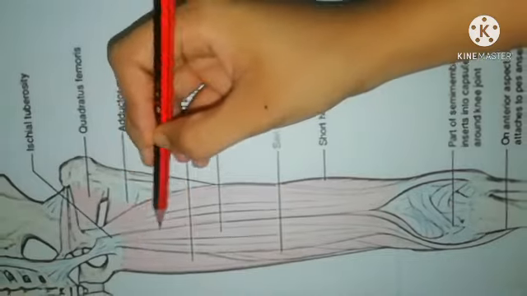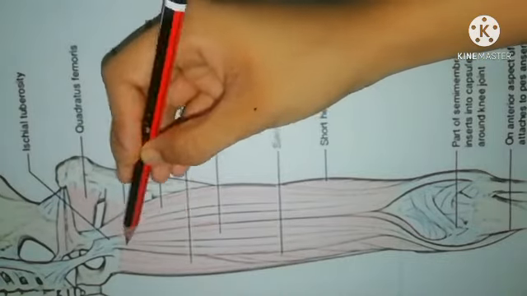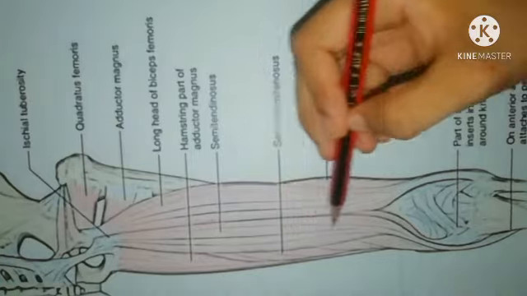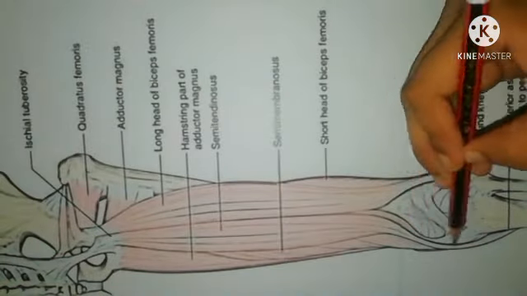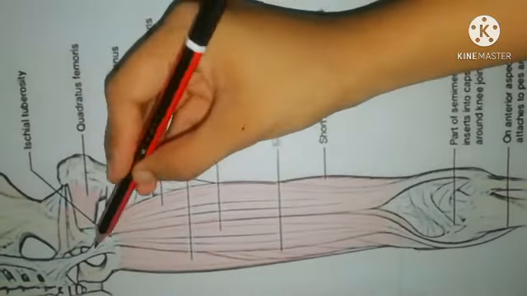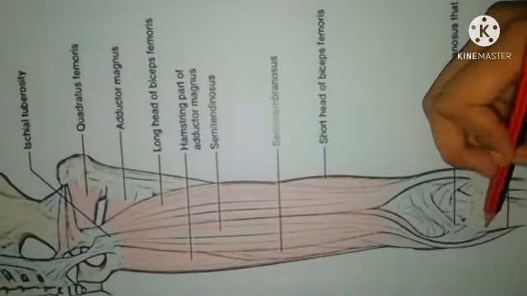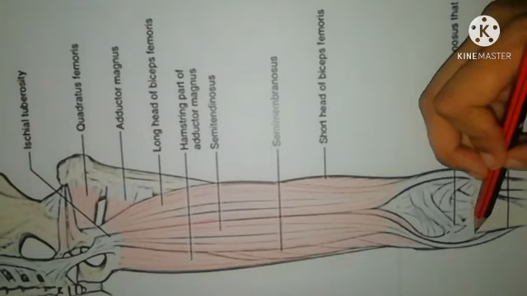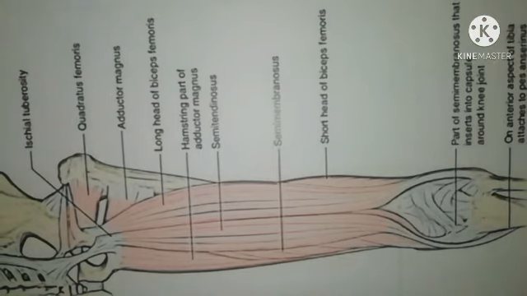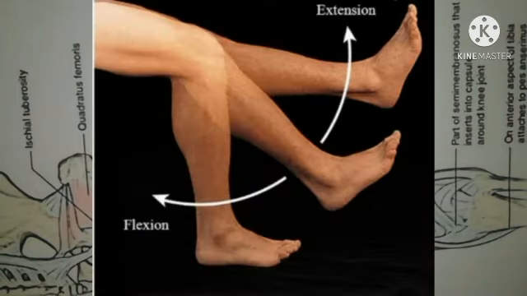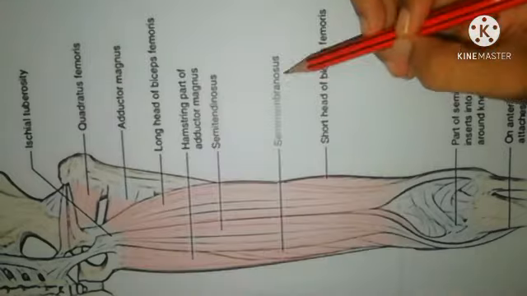Semitendinosus. It is named so because on the upper part it has muscular belly and in the lower part it has a long tendon for the insertion. Origin of this muscle is from ischial tuberosity. The insertion of this muscle is in the medial surface of the shaft of tibia. This is tibia. The nerve supply is tibial part of sciatic nerve and the root value is L5, S1 and S2. The action of this muscle is flexion of knee and medial rotation of leg.